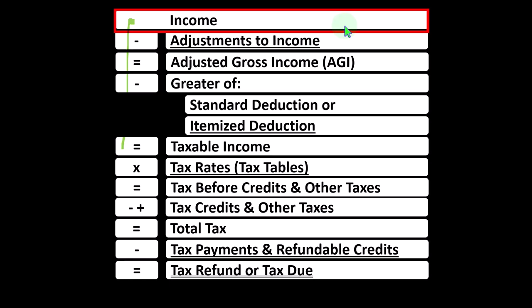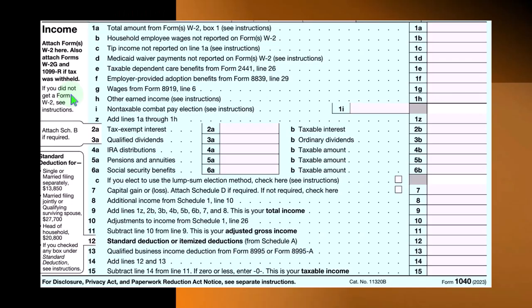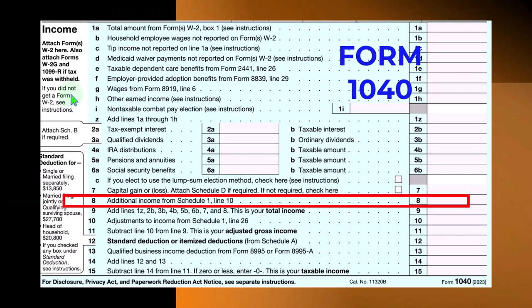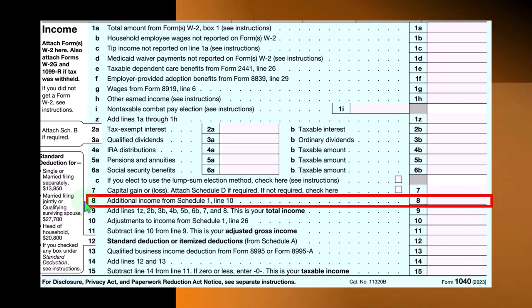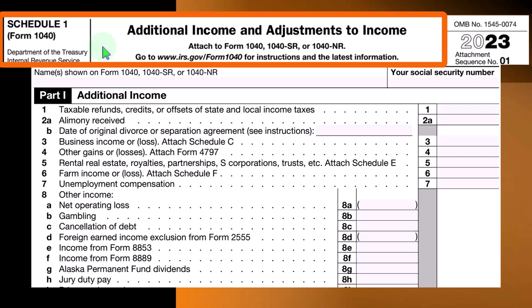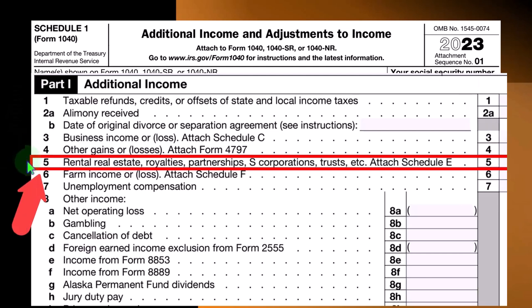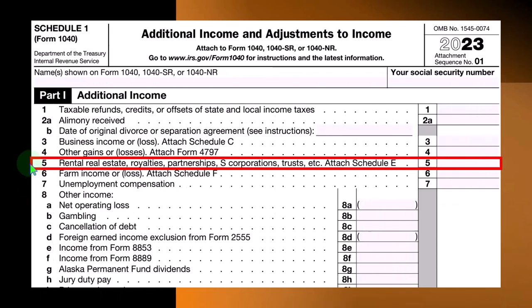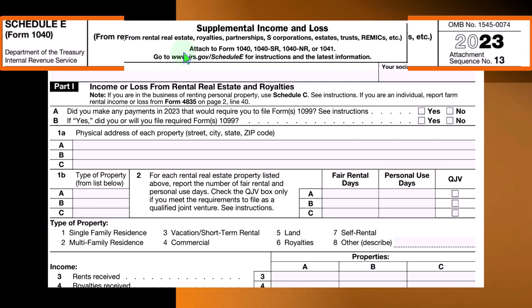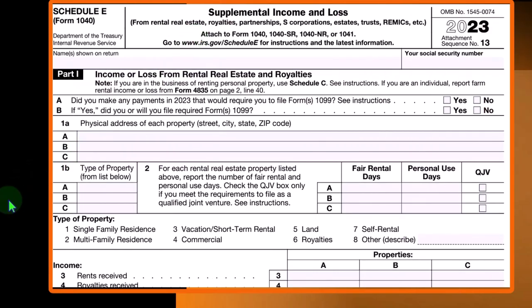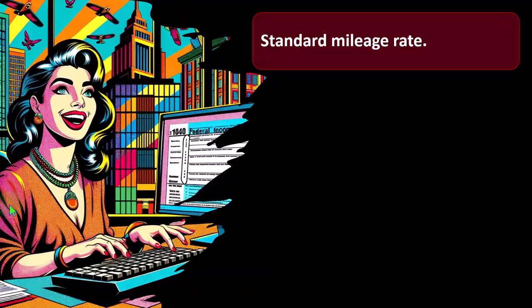The formula outlining the calculation on the Form 1040, this being the first page of the Form 1040, where this rental income ultimately rolls into line eight, additional income from Schedule 1. This is the Schedule 1, additional income and adjustments to income, part number 1, additional income. The Schedule E ultimately rolls into line 5, rental real estate, royalties, partnership, S corporation, attached Schedule E. This is the Schedule E, supplemental income and loss from rental real estate, royalties, and so on, which typically has an income statement type of format applied to the rental properties.